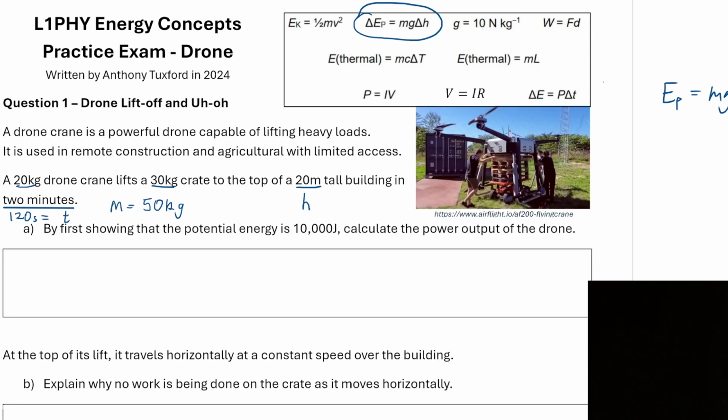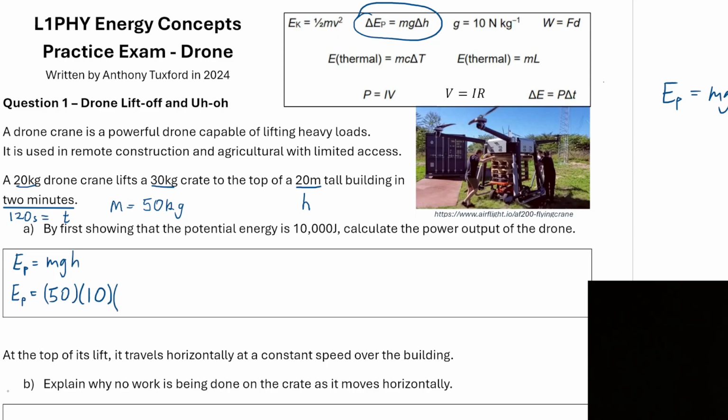So now let's use that to answer the question. Start by writing out the equation you'll use. EP equals mgh. New line, still looking for EP, so that comes down. Mass, we know the mass of the drone and the crate is 50. g, assuming it's on Earth, which is a safe assumption most of the time, g is 10. And in case you forget, it is given in this formula sheet.